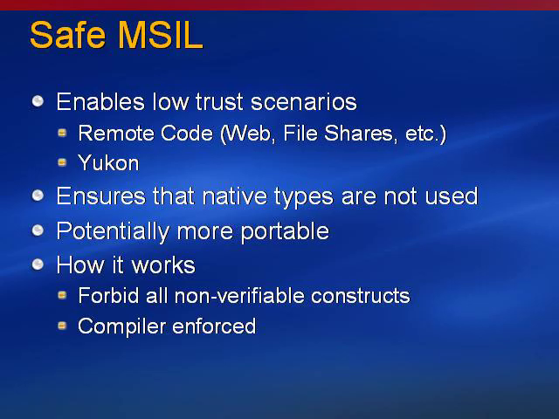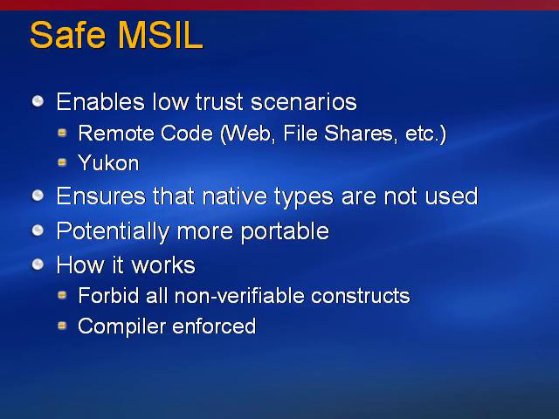If you're trying to run something over the web, if you're trying to run something over file share, if you're writing an animal for Terrarium, you definitely need it to be verifiable. If you're writing a script for Yukon, you need it to be verifiable. It checks for a couple of things. One thing it does is it makes sure that you're not using any native types. Whenever you're using native types, you're doing pointer arithmetic, and that's not verifiable. This makes it potentially more portable. Since you're not going to be using CRT initialization, because none of that stuff is verifiable, and you're not using native types, those are the two big problems we run into.